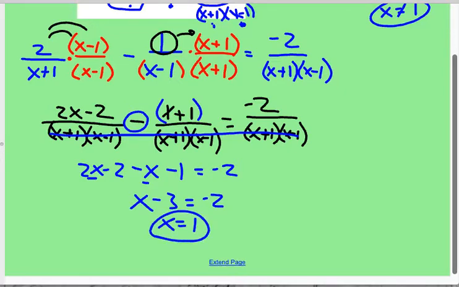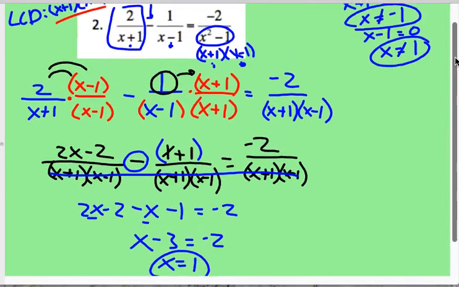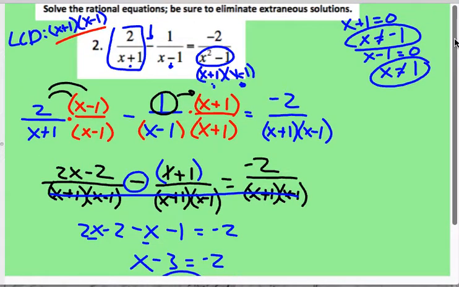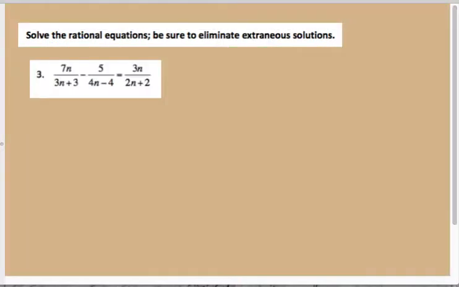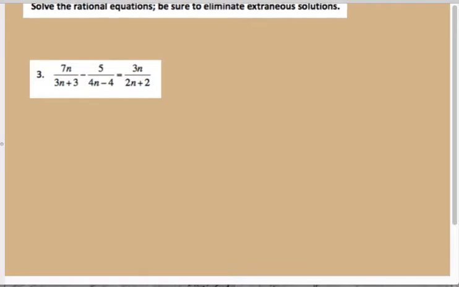And here's the deal. That was one of our extraneous solutions. X cannot equal 1. So you're not going to write, hey, my answer is x equals 1. You can't have it equal 1. That's an extraneous solution. So I just say no solution for this equation. That's number 2. Number 3, a little bit more complex.